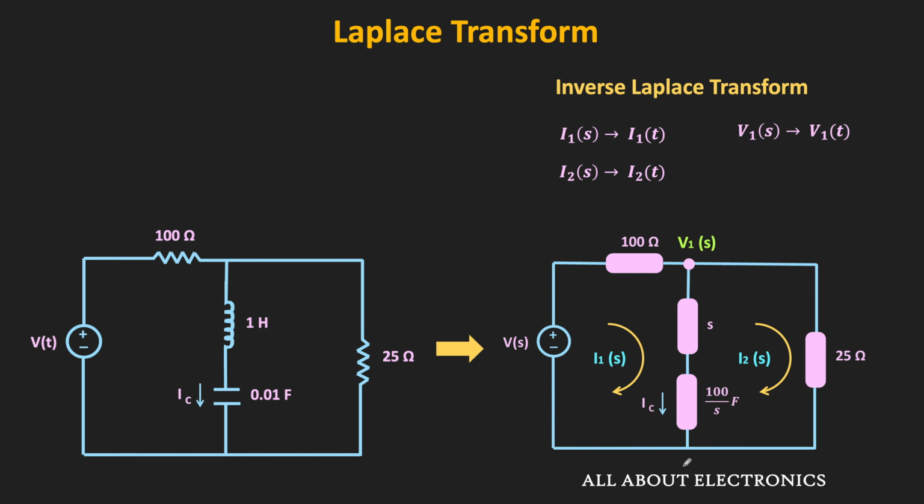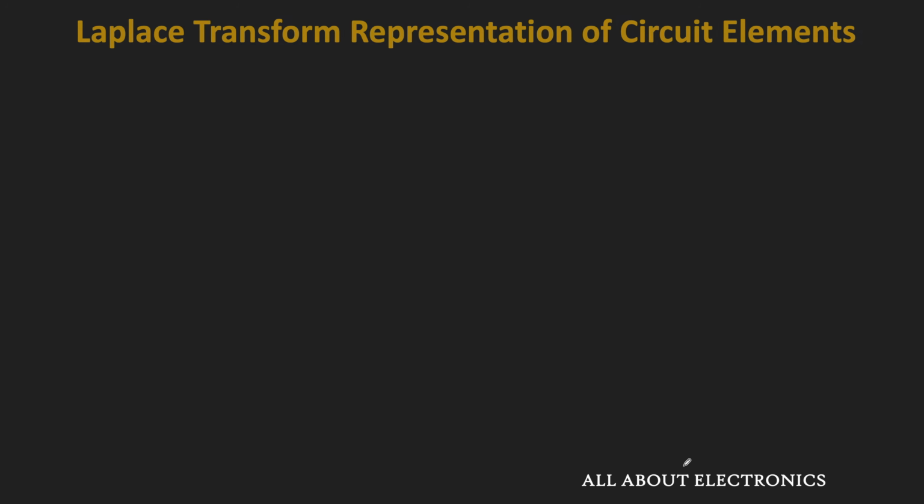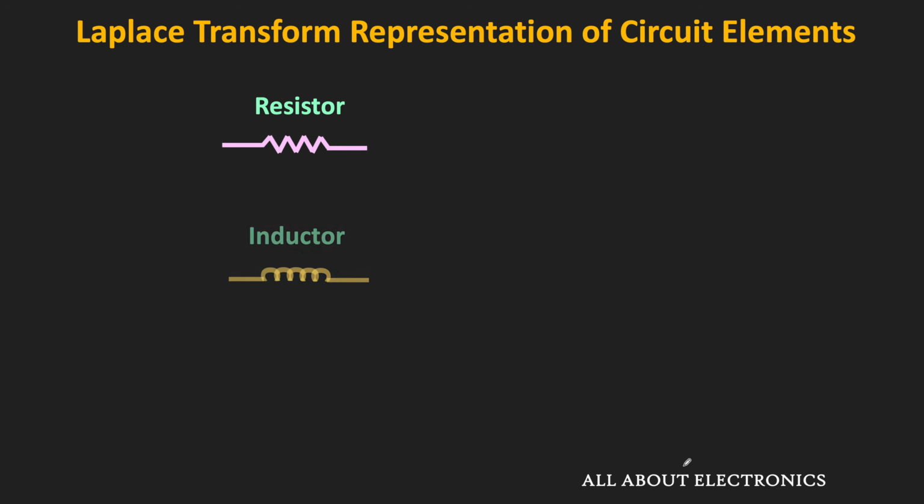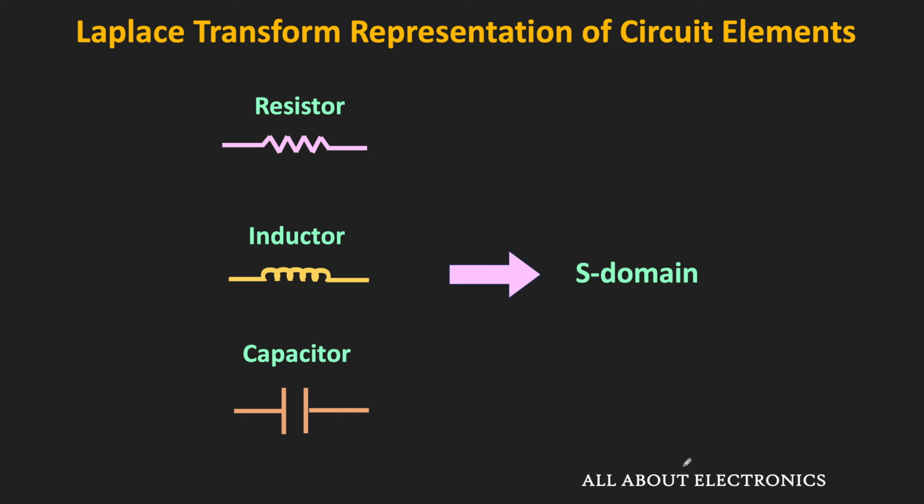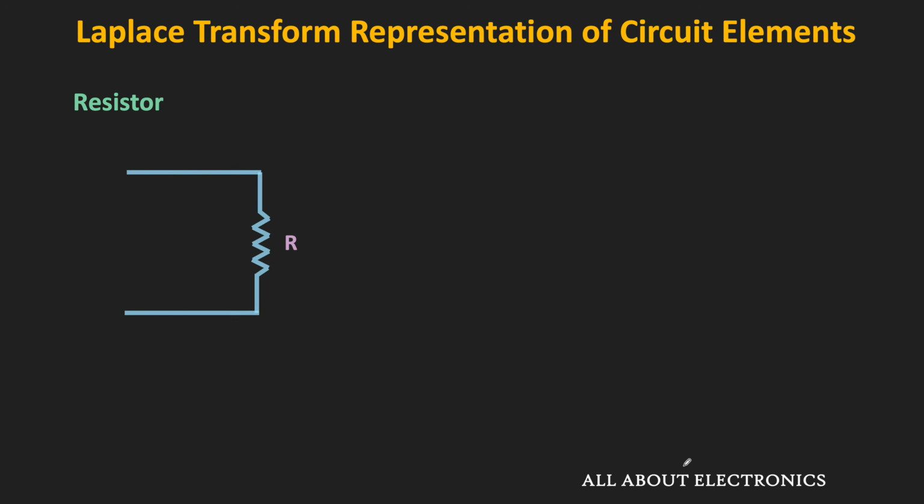So first of all, let us see how to represent the basic circuit elements like the resistor, capacitor and the inductor in the S domain. Once we know that, then we can easily represent any circuit in the S domain. First, let us see how to represent the resistor in the S domain.